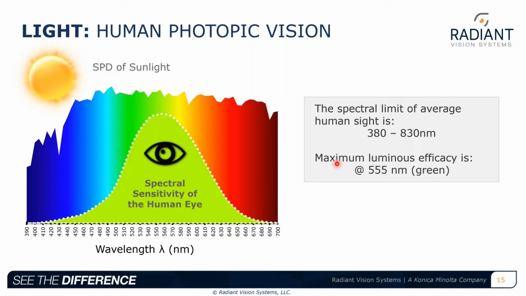Here the maximum luminous efficiency is about 555 nanometers. This curve right here is called the photopic response. And again, basically what it means is if you have a light that's blue, you're going to be less sensitive to it than, let's say, a light that's green.